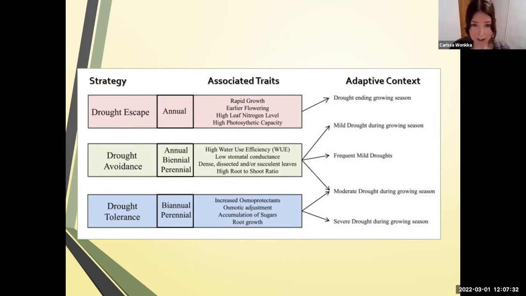Drought avoidance, they tend to have high water use efficiency, low stomatal conductance, so they're not losing water into the atmosphere, and then these dense dissected or succulent leaves. And these are adaptive in a lot of different drought conditions, but more so in mild or moderate drought than severe drought. And then the drought tolerant species tend to have a lot of plasticity in their osmotic adjustments, so they can stop losing water and stop photosynthesizing when the drought stress occurs. And then also they accumulate sugars in their roots, so they grow more roots, longer roots, so they can maintain that dormancy over the long term while they're not photosynthesizing and not growing. And those are more adaptive in severe drought situations.